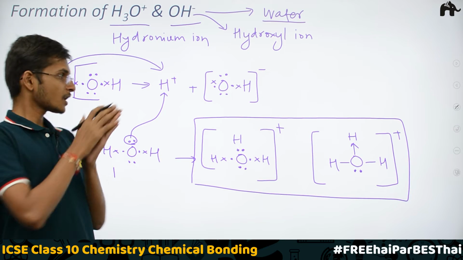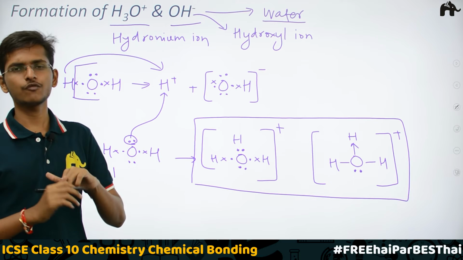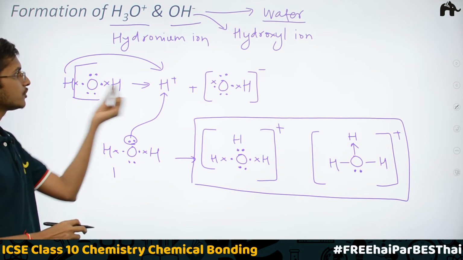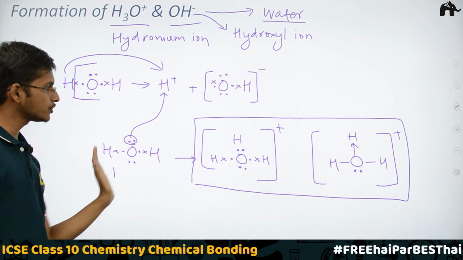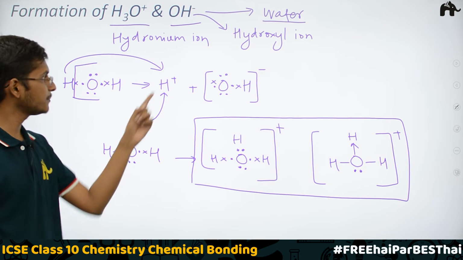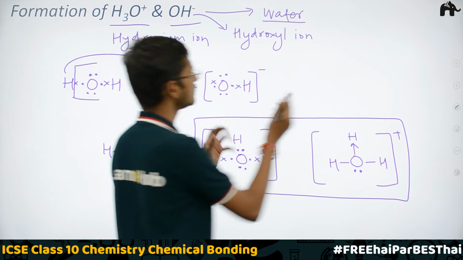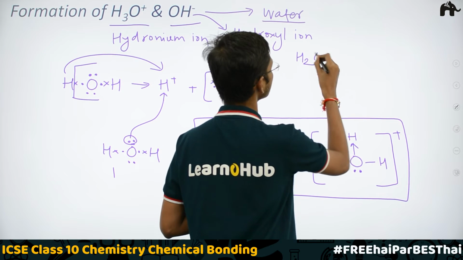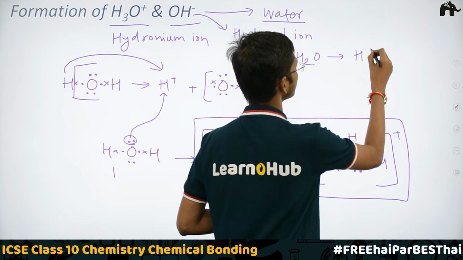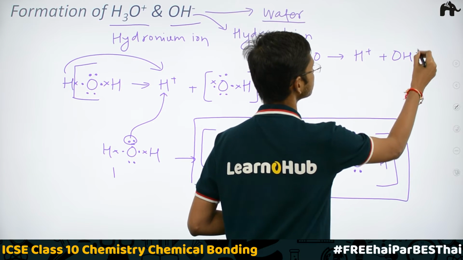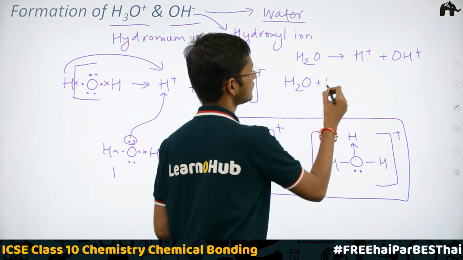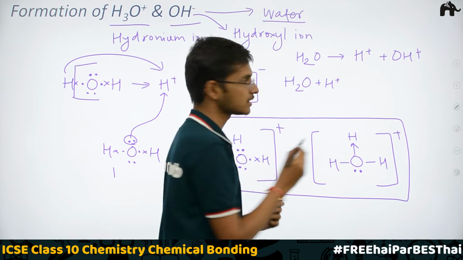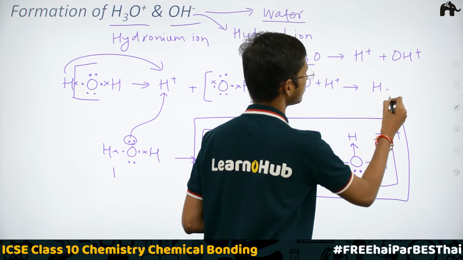Very clear? Now let's see the net reaction. What is happening? See, the first water molecule got ionized into H plus and OH minus. The second water molecule formed H3O plus by picking up this H plus. So let's try to see the net reaction. The first water molecule formed H plus and OH minus, right? The second water molecule picked up this very H plus and formed H3O plus.